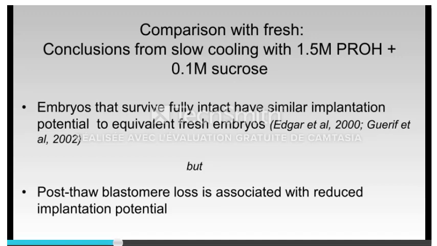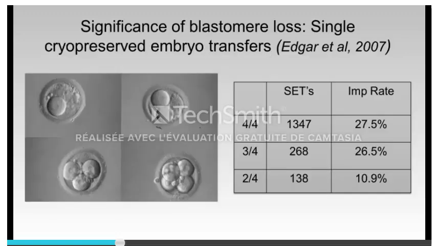And that stood true in the studies that were presented there. However, what we also knew from those early studies was that anything that resulted in post-thaw blastomere loss was associated with a reduction in that implantation potential. That's just some data from a paper we published. This was made much easier to demonstrate with the advent of single embryo transfer, where you can see that while minimum loss of blastomeres from an embryo might have relatively little effect on the outcome in single embryo transfers, once that gets beyond that stage, there's really quite a dramatic loss.